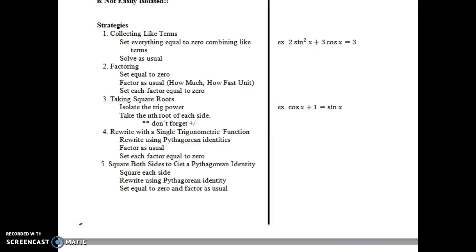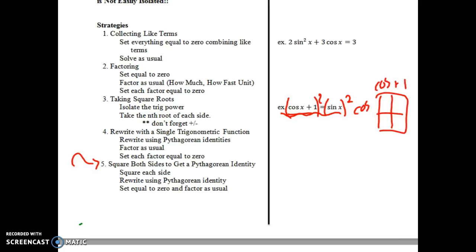And the final problem is this. So I go, wow, they're both different, but there's no obvious Pythag identity. So look at this last strategy. Square both sides to get a Pythag identity. If I square both sides, I'm not changing the value. Remember, this creates an area model. So cosine plus 1, cosine plus 1.